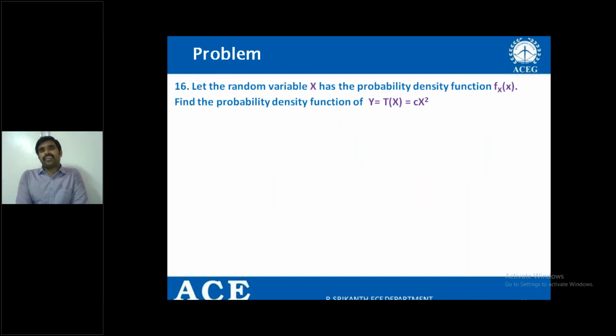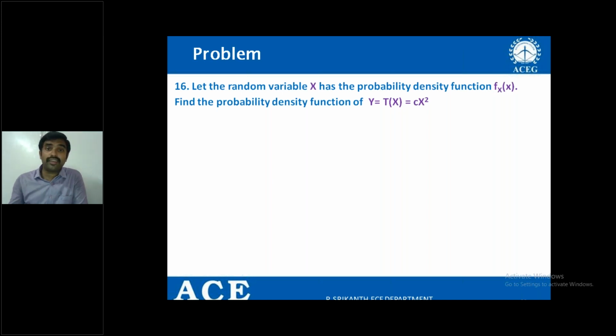For example, let us take one more problem. Let the random variable X have the probability density function f_X(x). Find the probability density function of Y equal to T(X) equal to cX square. Density function is not given, only the function is given like this. Only f_X(x) is given. You are not given f_X(x) as an exponential function or any uniform density function. Generally it is given as f_X(x), but the relation in the transformation is given, Y equal to T(X) equal to cX square.